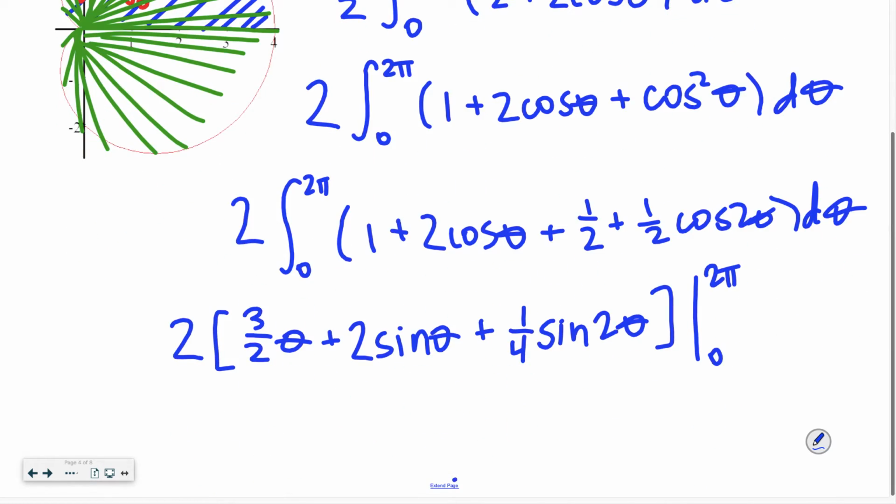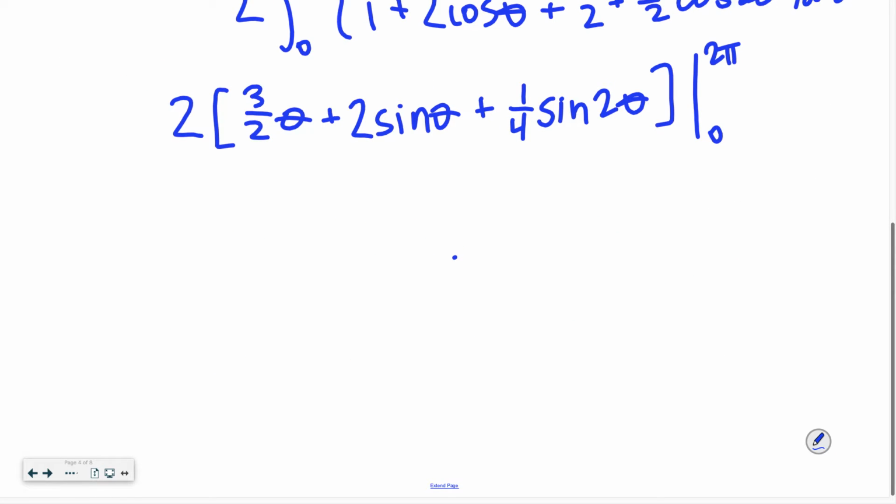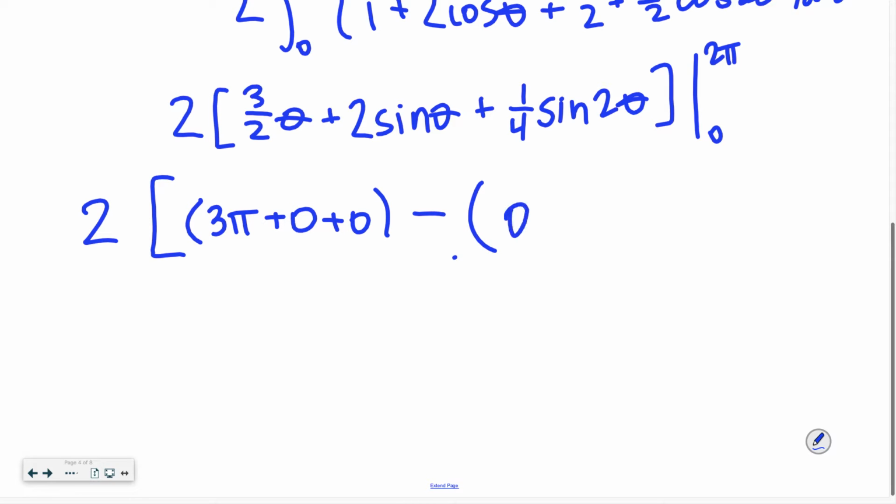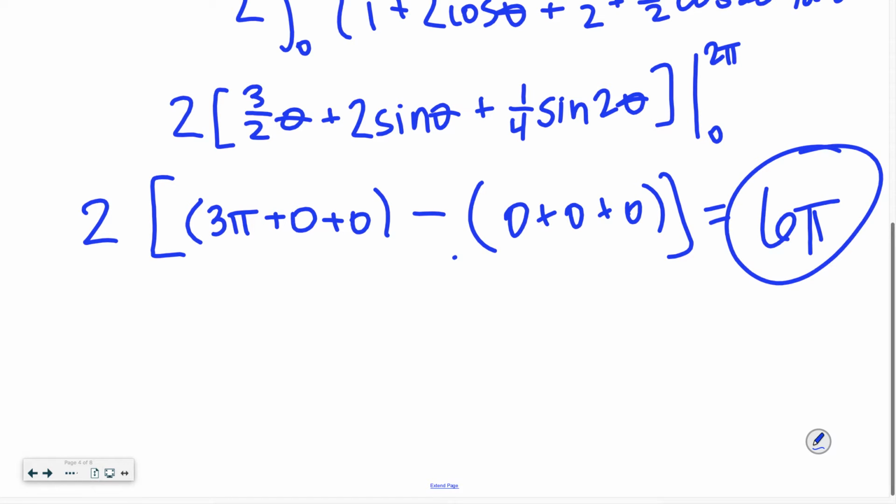Then we get to plug in our limits of integration. So we have 2 times, we're going to plug in 2 pi, minus, we're going to plug in 0. So our area is 6 pi.